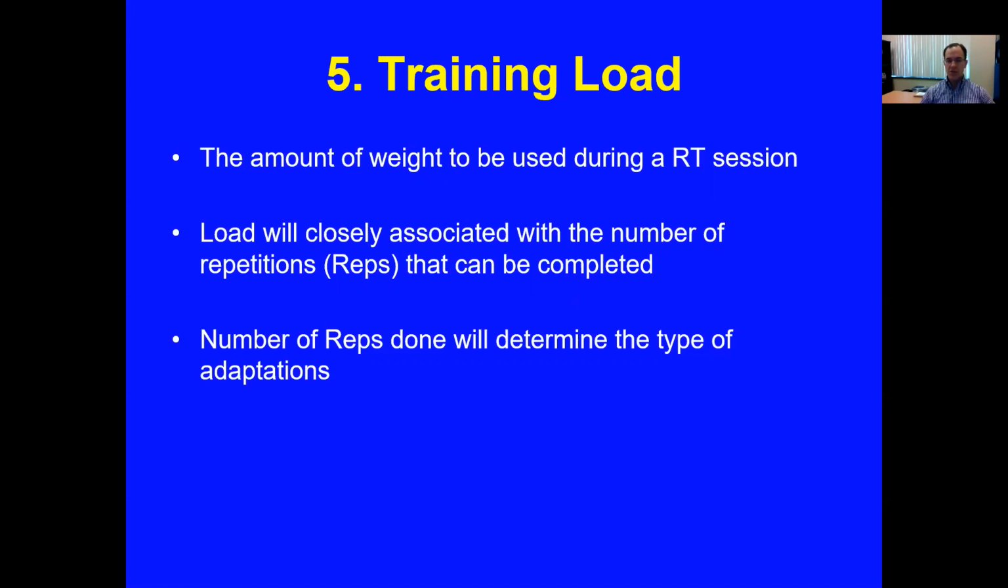So when we're talking about training load, it's the amount of weight to be used during a resistance training session. So think of it as the amount of weight that you're going to lift. So load will closely be associated with the number of reps that can be completed. And the number of reps done will determine the type of adaptation.